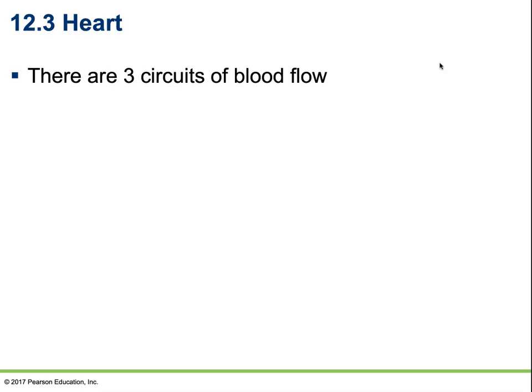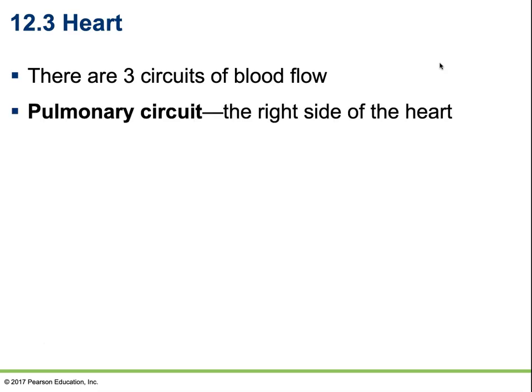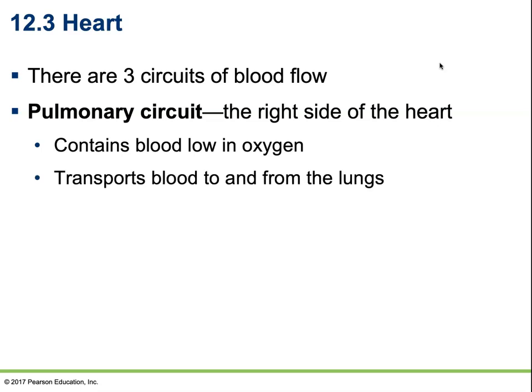There are 3 circuits of blood flow. First, the pulmonary circuit. The pulmonary circuit is going to be comprised mostly of the parts of the heart on the right side of the heart. These are going to contain very low oxygen in the blood, and we're going to be transporting the blood to and from the lungs. So the pulmonary circuit, we're transporting the blood to the lungs.